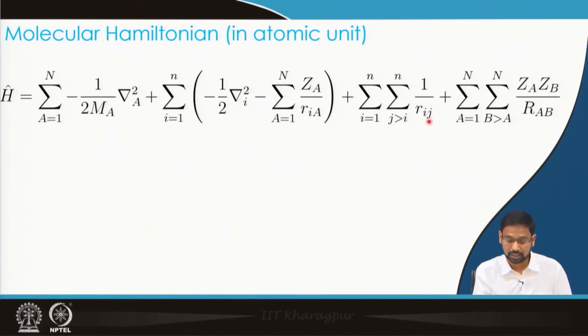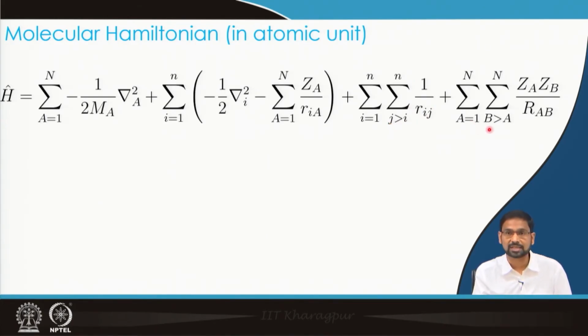Now, let us look at the next term, which is essentially the electron repulsion term. If I have n number of electrons, each electron can interact with every other electron. So, each electron would interact with n minus 1 number of electrons. Therefore, I would have n times n minus 1 divided by 2 number of electron interactions in this term.